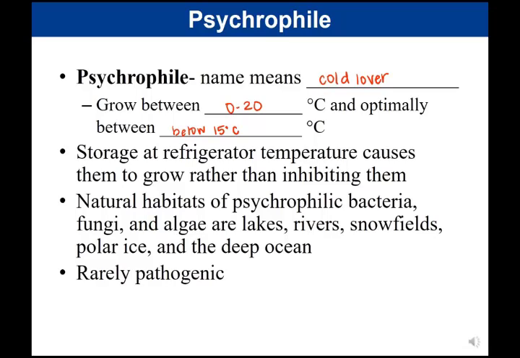For these organisms, storage at refrigeration temperature actually causes them to grow rather than inhibiting them. So in their case, they're going to grow at refrigeration temperature. Natural habitats of psychrophilic bacteria, fungi, and algae would be lakes, rivers, snowfields, polar ice, and the deep ocean. So places where the temperature is cold. These organisms are rarely pathogenic, and the reason for that is that they don't grow at human body temperature. So they're not likely to really cause disease.